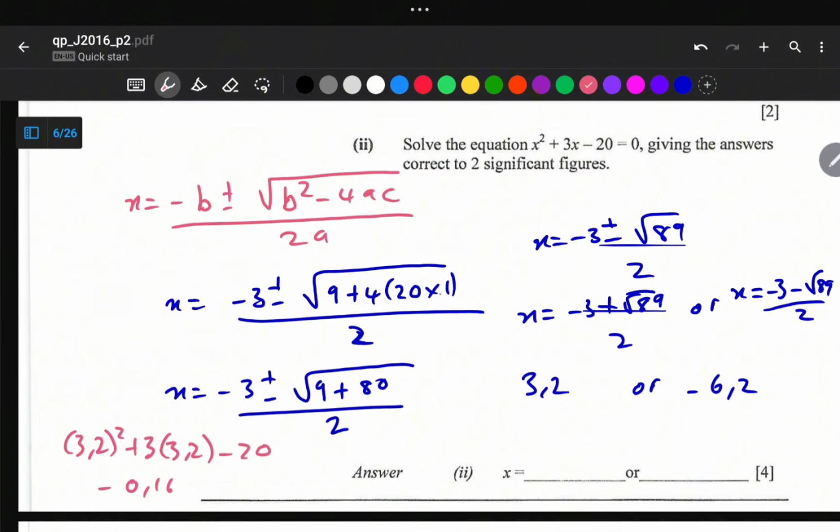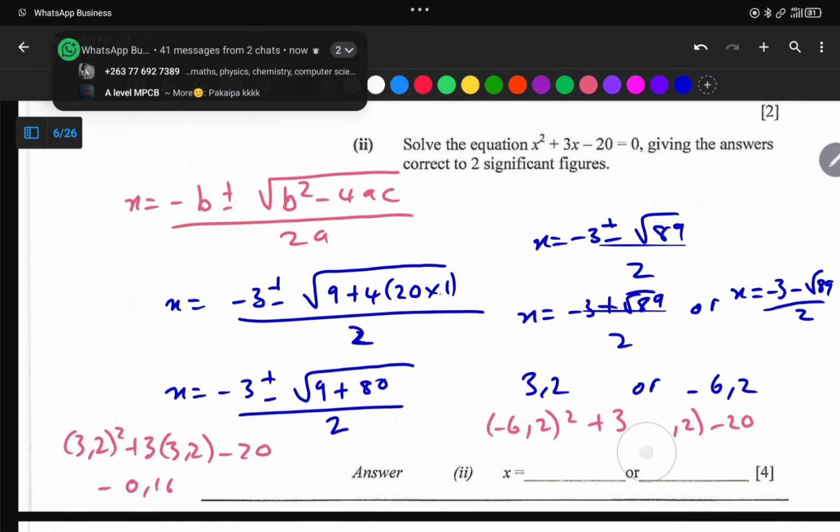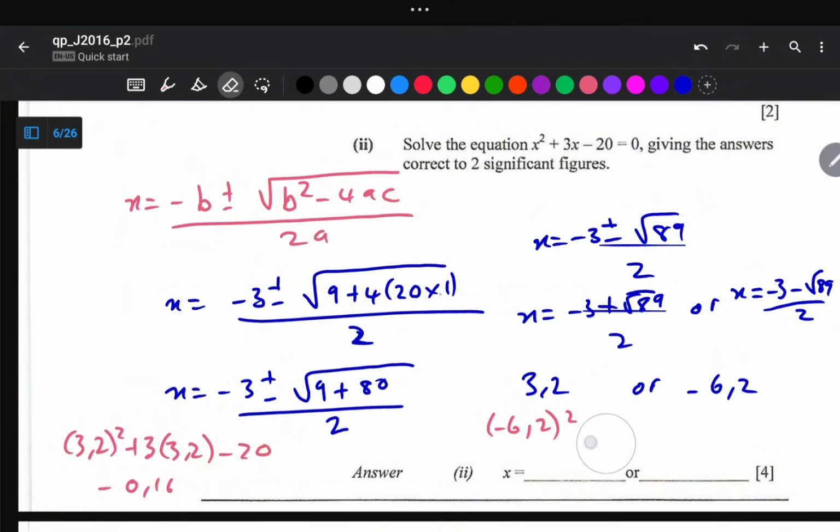So we can also test negative 6.2. It is negative 6.2 squared plus 3 multiplied by negative 6.2 minus 20, which gives us negative 0.16, which is also approximately equal to 0. Okay, so here we can now put our answers. x is either equal to 3.2 or negative 6.2.